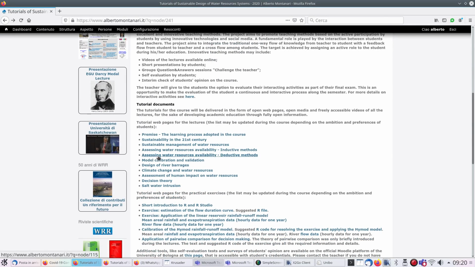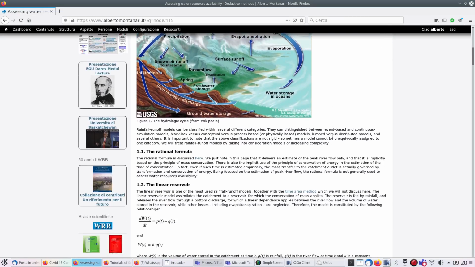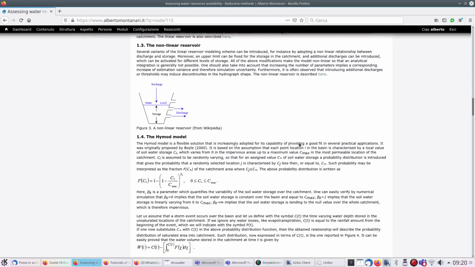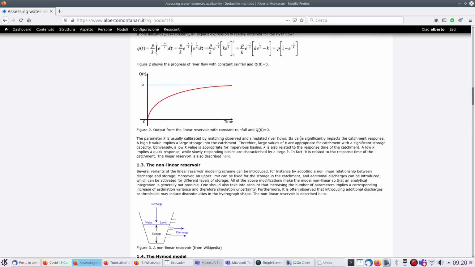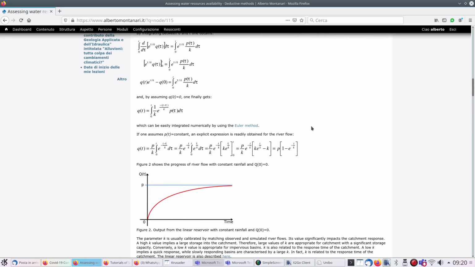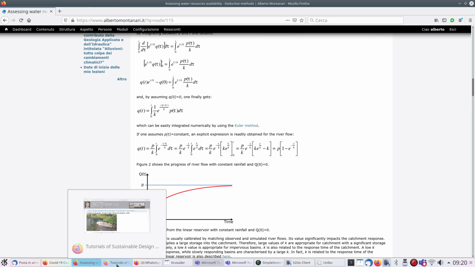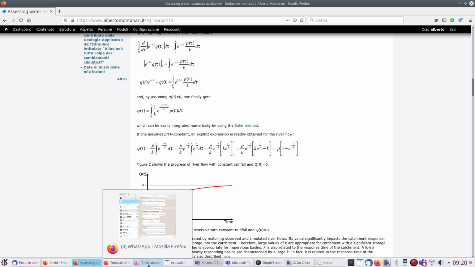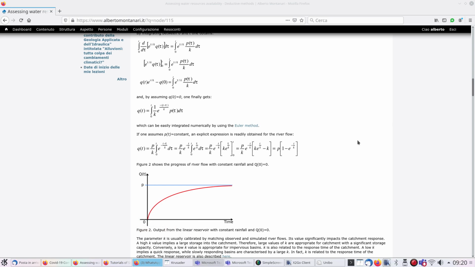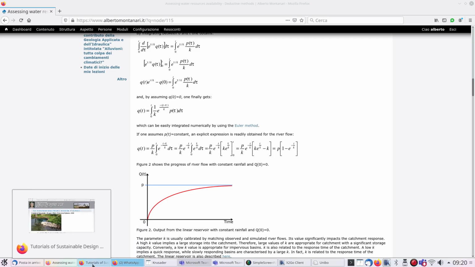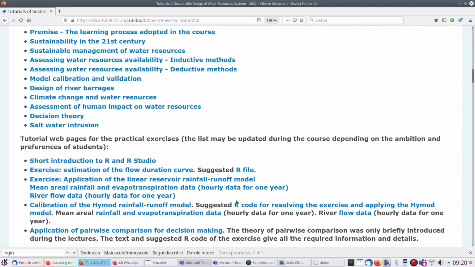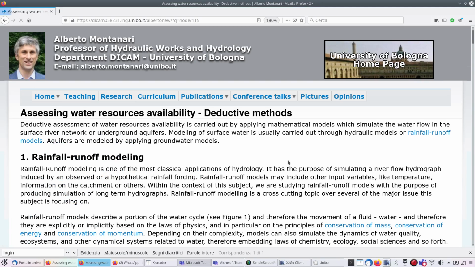Okay, so let's go back to our assessing water resources availability deductive methods. Here it is, and let's go to the linear reservoir which we just completed. It's here. Okay, let me expand it. Okay, here it is, the expanded version.